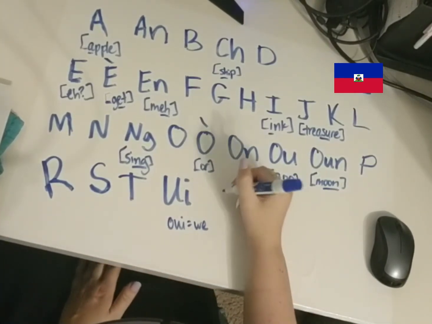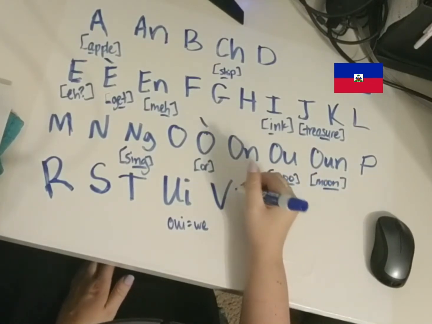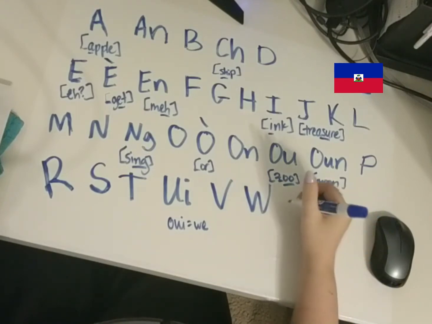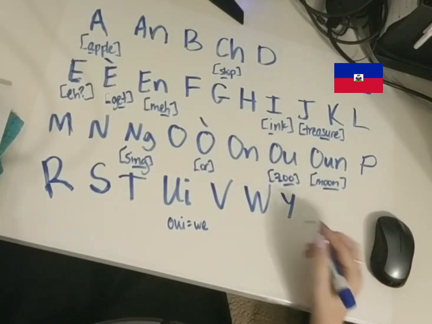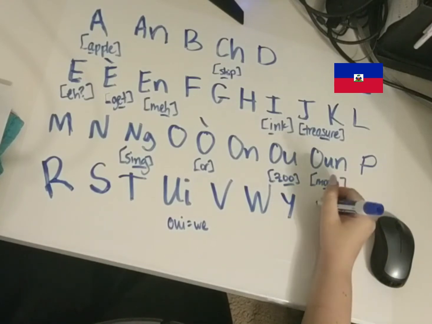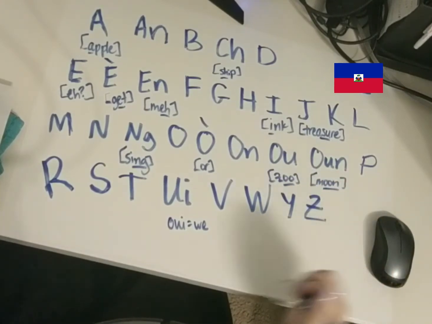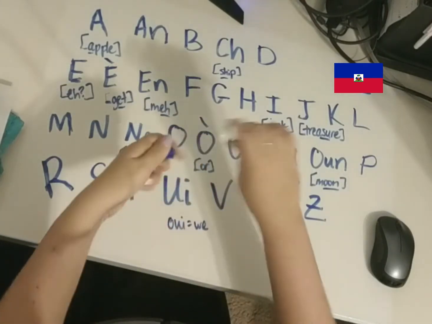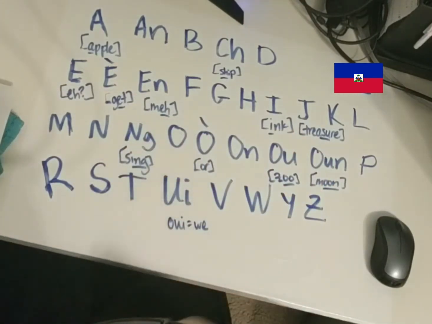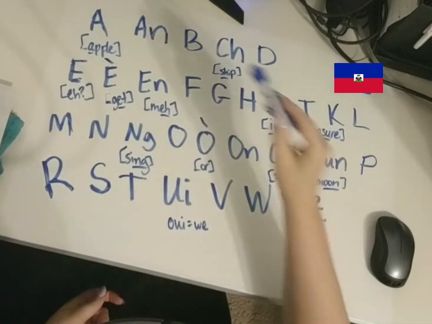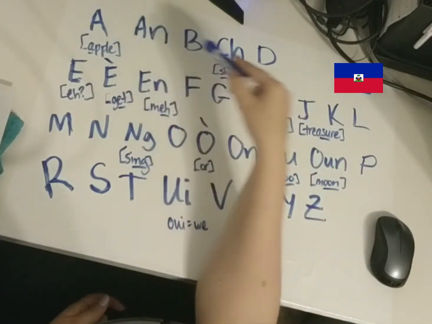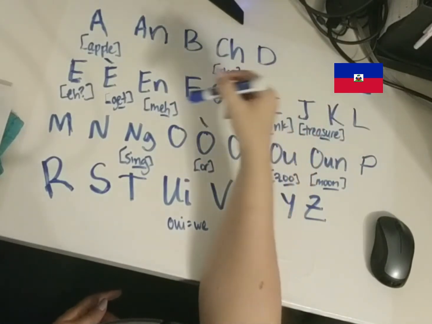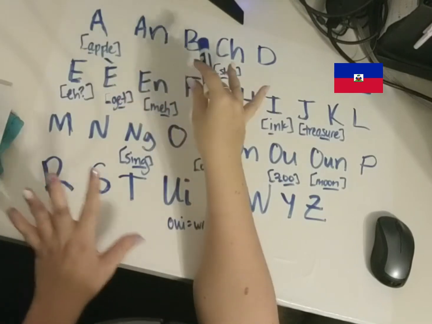Let's go very easy now. We have V, which is a V sound. Then we have W, W sound. We have Y, which is Y. And then Z sound. And that's the alphabet in Haitian Creole. So, let's go over it one more time and say it with me. We're not going to say the actual letters, like A, B, C, D like they do in French. We're just going to make the sounds that each letter makes, okay?